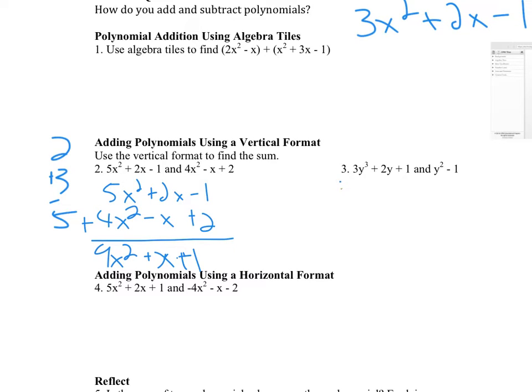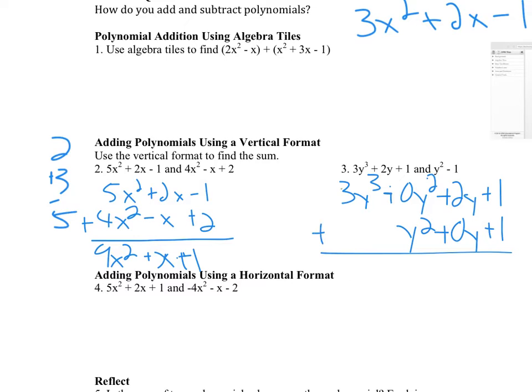So I have a 3y cubed. One thing that is helpful is maybe put placeholders in. There is no y squared, so I'll put a 0y squared. And then there's a 2y, and then there's my constant. So then this one has no y cubed, so I won't start there, but I will start at y squared here. There is no y, so I put 0y there, and then a minus 1 there.